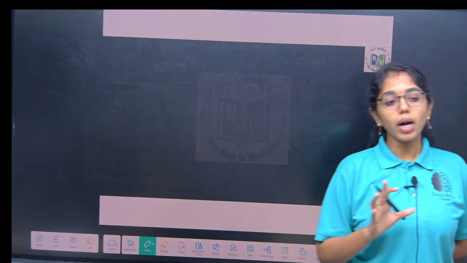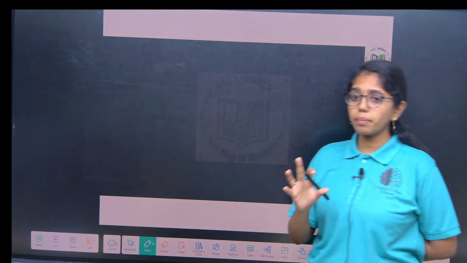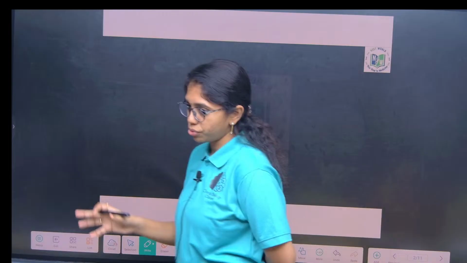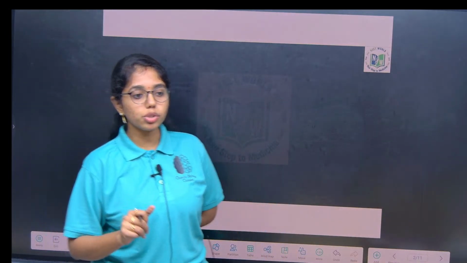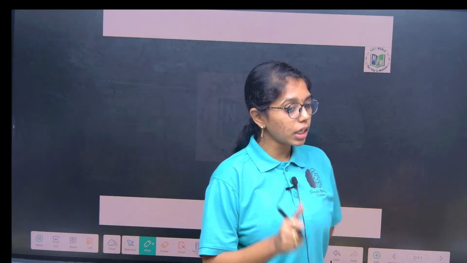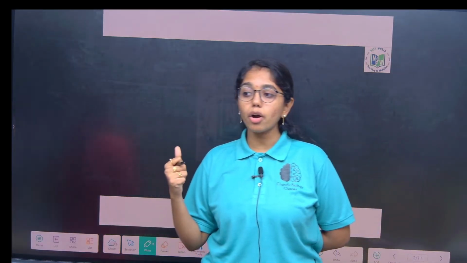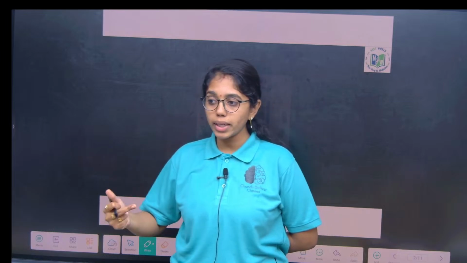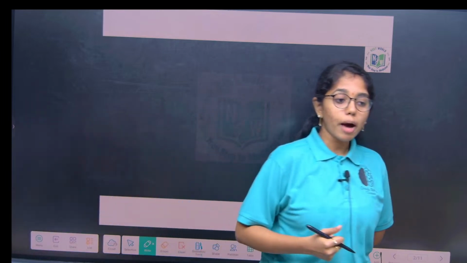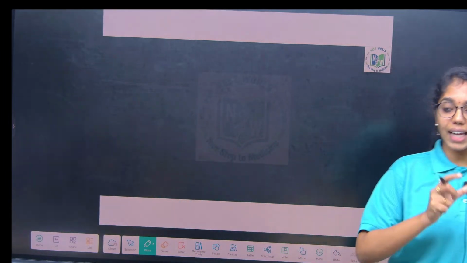And then we have learnt about different types of permanent tissues. We have two types of permanent tissues: simple permanent tissues and complex permanent tissues. Simple permanent tissues are of what types? Parenchyma, collenchyma and sclerenchyma. Complex permanent tissues include xylem and phloem.